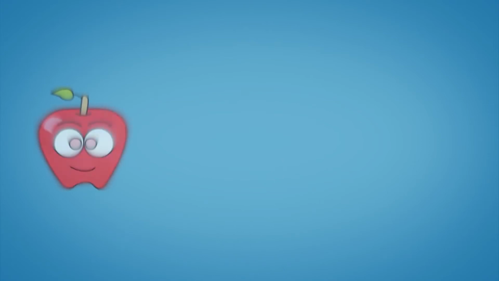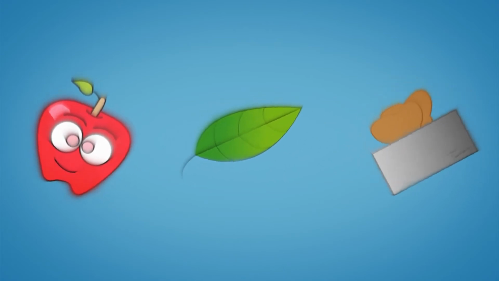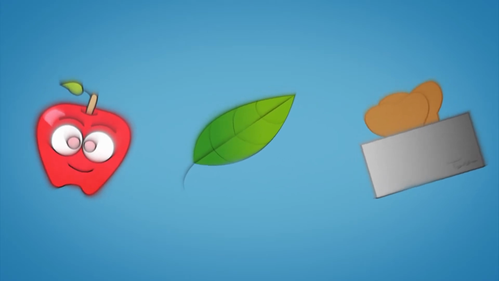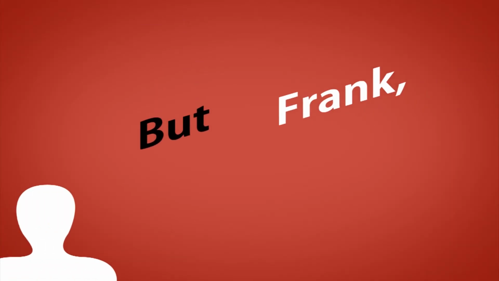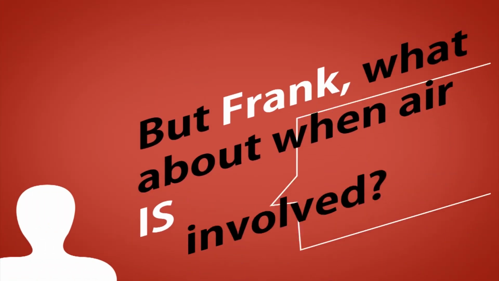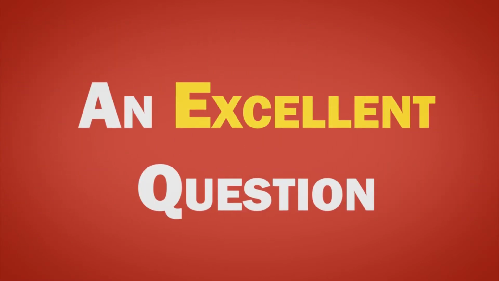Everything, whether you're an apple, a leaf, a toaster, or anything else, falls at the same rate as the Earth's surface, no matter how heavy it is. That is, when air isn't involved. So you're probably desperate to ask by now, but Frank, what about when air is involved? An excellent question, but to answer it, we're first going to have to look more carefully at what air is.